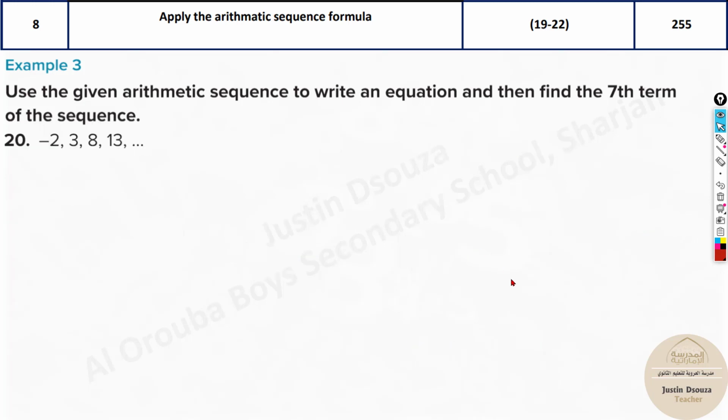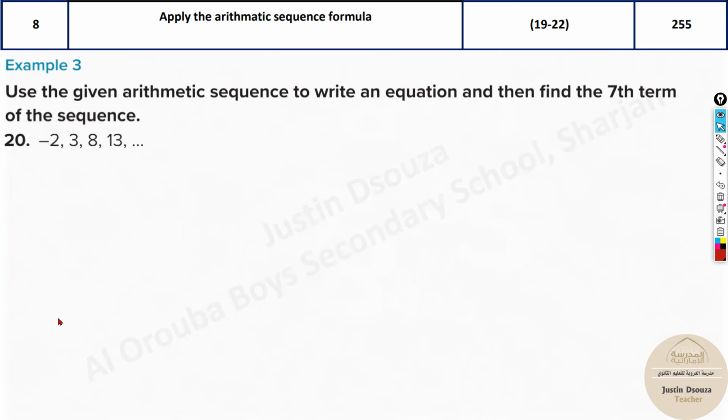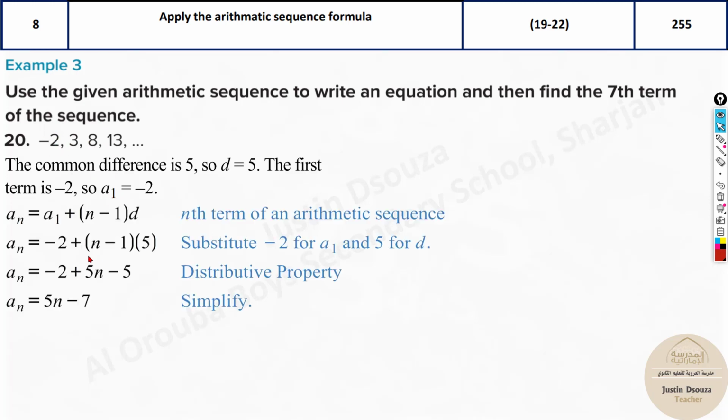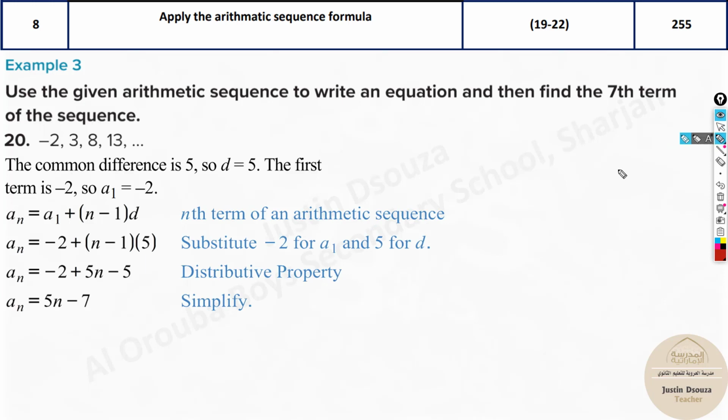Same thing for the other problems. See, the 7th term is minus 33, but if they ask you the equation, then this is the equation. Here as well, they have told you the 7th term, but the equation will be this first part, by substituting the formula. See, d over here will be 3 minus of minus 2, it will be 5, or 8 minus 3, that is 5. The first term is minus 2. Substitute, you will get the answer. Now, what is the nth term? Here, you can use this equation, or I will show you over here.